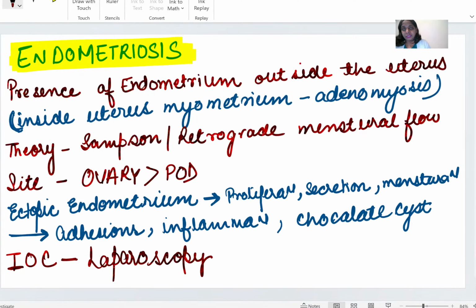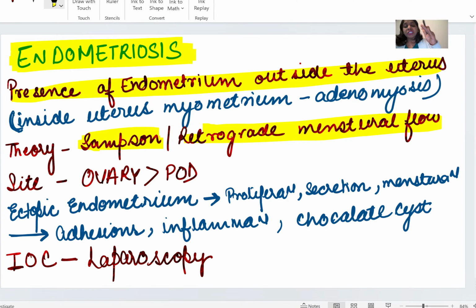What is endometriosis? Presence of endometrium outside the uterus. This word outside is very important, because if it is present inside the uterus, it will be adenomyosis. Now what is the theory? The theory is given by Sampson. Sampson says that when the periods occur, there is a retrograde menstrual flow. So this endometrium which was being shed goes and implants in the ovary.